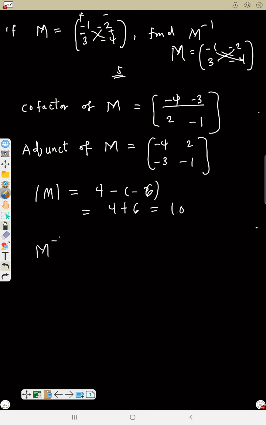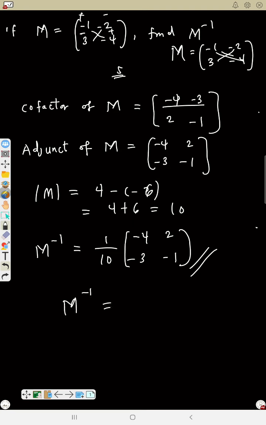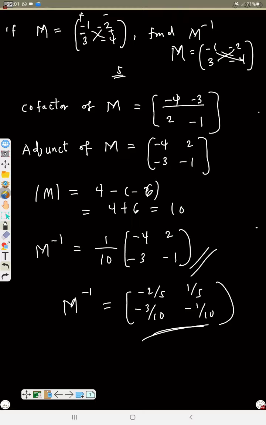Then inverse of M, adjuncts over determinants. So adjuncts minus 4, 2, minus 3, minus 1. And if you like, can divide everything by 10. So if it is that you divide everything by 10, this will be minus 2 over 5, 1 over 5, minus 3 over 10, minus 1 over 10. Anyhow they leave their option. So that is the answer. So this is inverse of M.